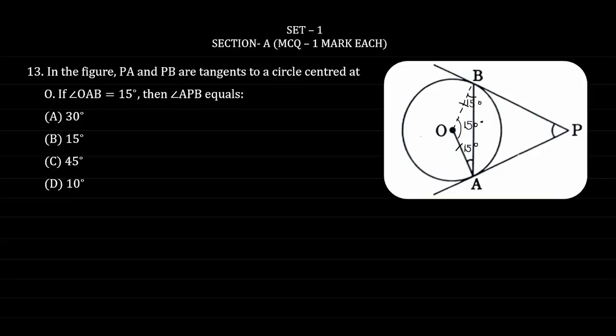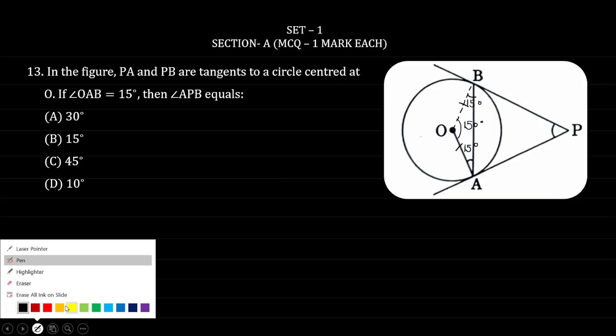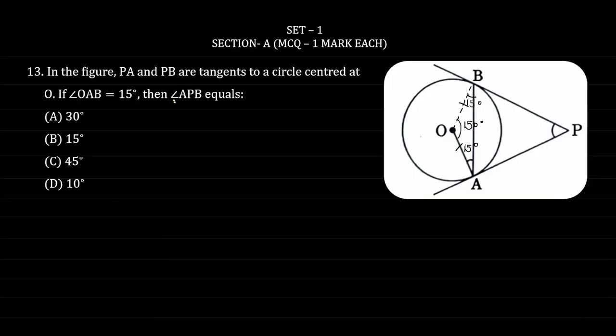150 degrees, correct? Now there are two ways to solve this question. Let me show you here. Method 1. In method 1, what we are doing is we have calculated this angle AOB, which is 150 degrees.